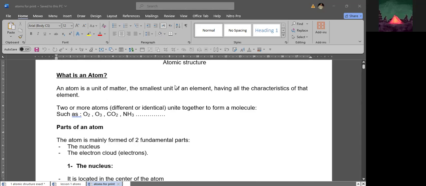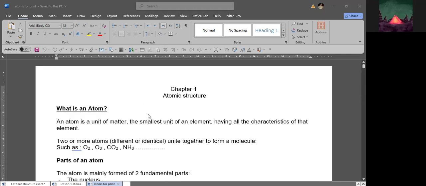In the beginning we have to know what is an atom. Of course, an atom is a unit of matter. If we have to define a material, what is a material? ما هي المادة? A material is any substance or anything that has a mass and occupies a volume. We have many states of material.